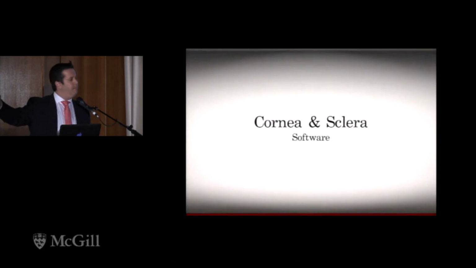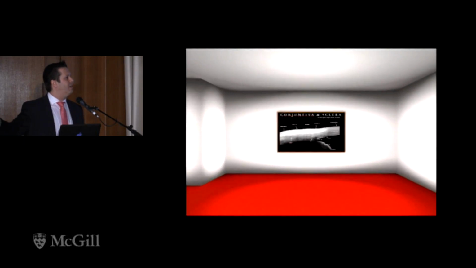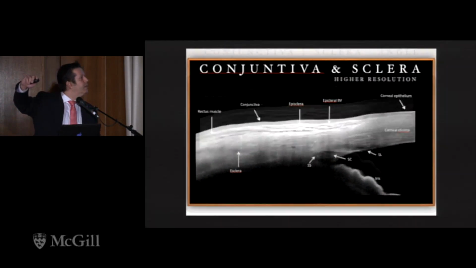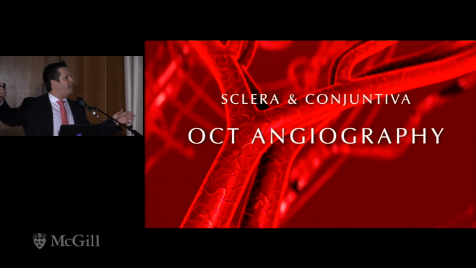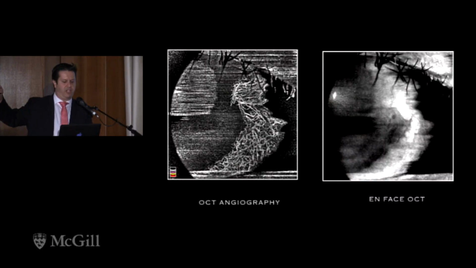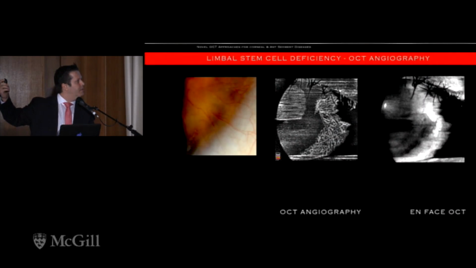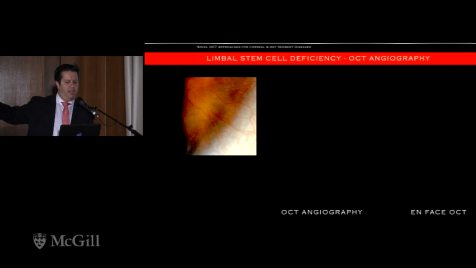And most interesting, we also decided to assess the sclera, which we never thought we could do. In the sclera, we can see the collagen fibers with the regular OCT, but we decided to use OCT angiography. We can assess the sclera with OCT angiography in a similar fashion. This is just an example of a patient with limbal stem cell deficiency. You can see the vessels invading the cornea here very nicely.